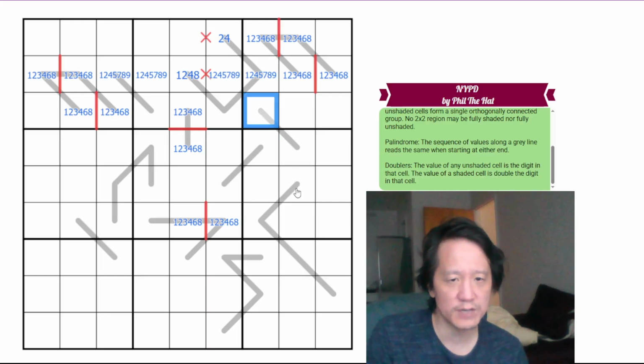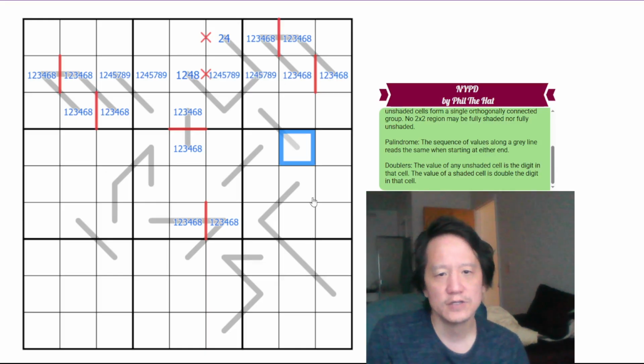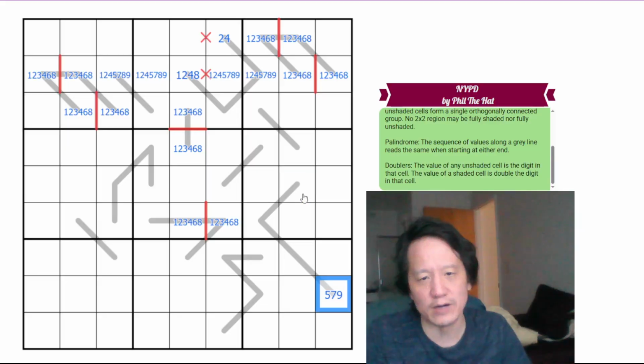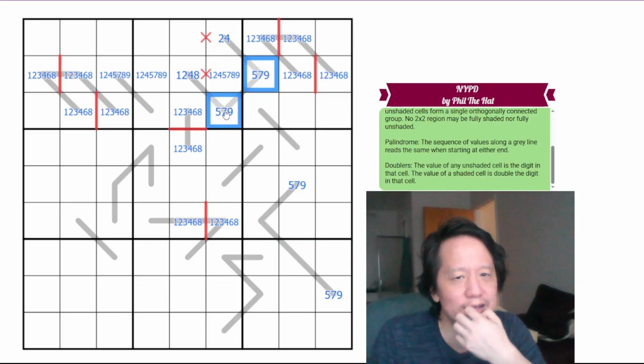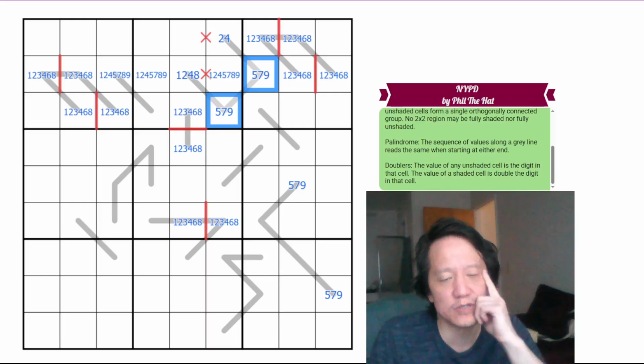Because if this is the same digit, it can only be the same digit here if it's 579. So if this is 5, that's why I was thinking about it. If this is 579, this is 579. This has to be 579. It must be the same as that digit then. So this is 579. I mean, that's possible still.